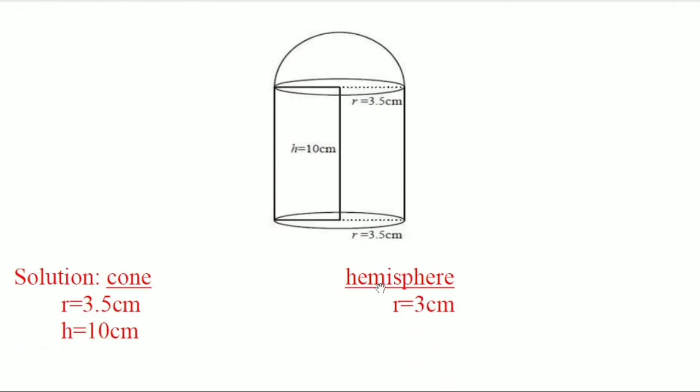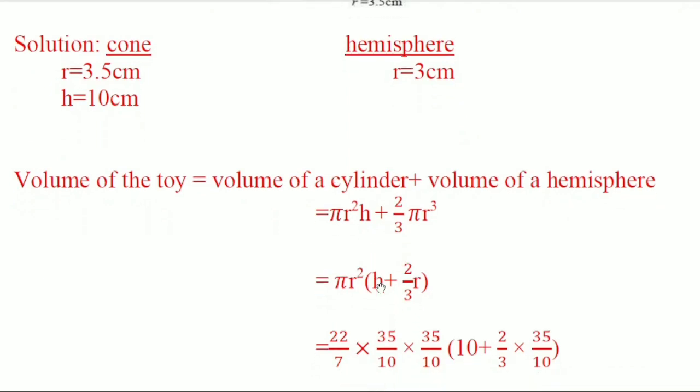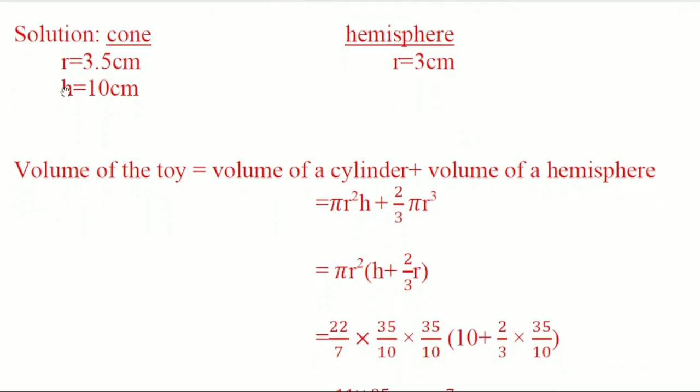So first we have to find out what data they have given. Here they have given a cylinder and a hemisphere. If you see the figure, you will understand. They have given the height of the cylinder as 10 cm. Write it: h equal to 10 cm and r equal to 3.5 cm. The hemisphere's radius is also the same. So now we have to find the volume of the toy.